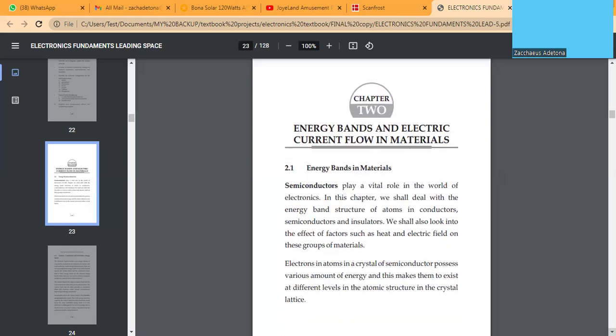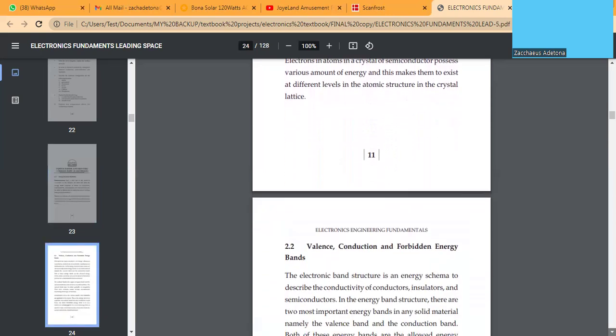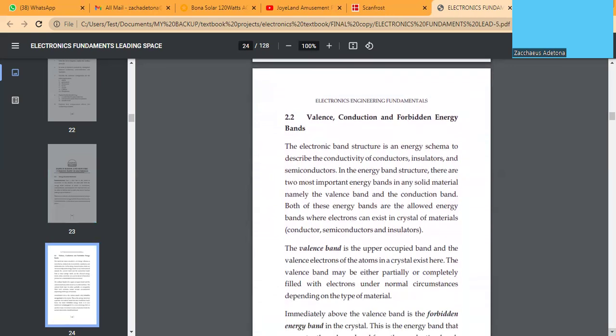We know the world of electronics has various materials used, but most importantly, semiconductors are the ones that rule the world of electronics. Materials are classified based on the structure of atoms in the elements. Today we are looking at the effect of factors such as heat and electric field on this group of materials. There are three main groups of materials: conductors, insulators, and semiconductors. We are going to look at the valence, conduction, and forbidden energy bands in these materials.